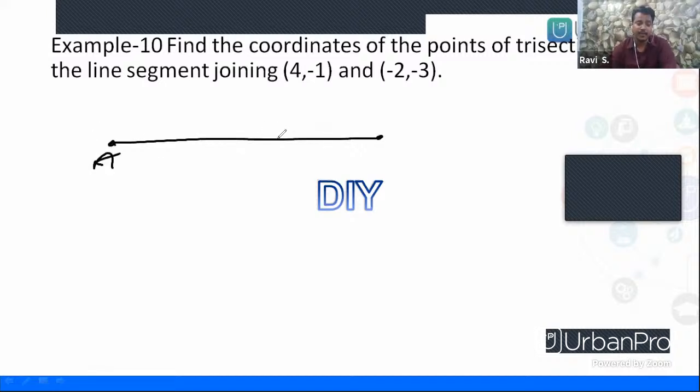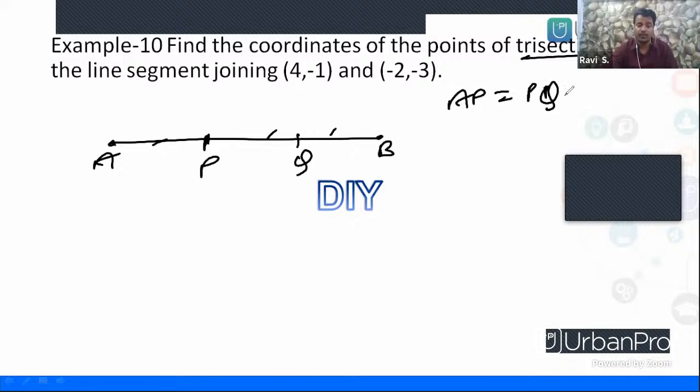Okay. So here it is A, B. Suppose this is the point P and this is the point Q. Okay, guys. Now you find that this is AP, PQ, and QB. If it is given as a trisection, that means AP equals PQ, and PQ equals QB. These are the 3 parts of one line segment. Okay, this is called trisection.